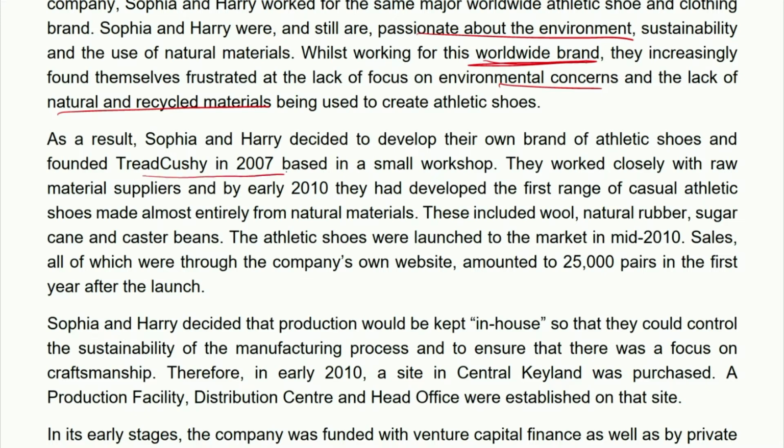So, as a result of that frustration, they've developed their own brand of athletic shoes and founded Tread Cushy in 2007, based in a small workshop. So they work closely with raw material suppliers, and by 2010, so 3 years in, they developed their first range of casual athletic shoes made entirely from natural materials. So there's wool, natural rubber, sugarcane, castor beans. Sounds all very sustainable and environmentally friendly. Launched in mid-2010 through the website, all the sales were through their website.